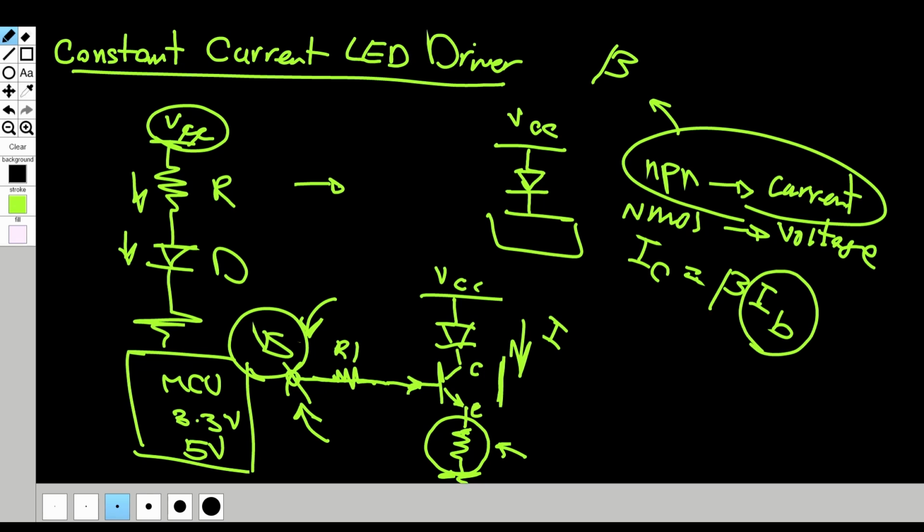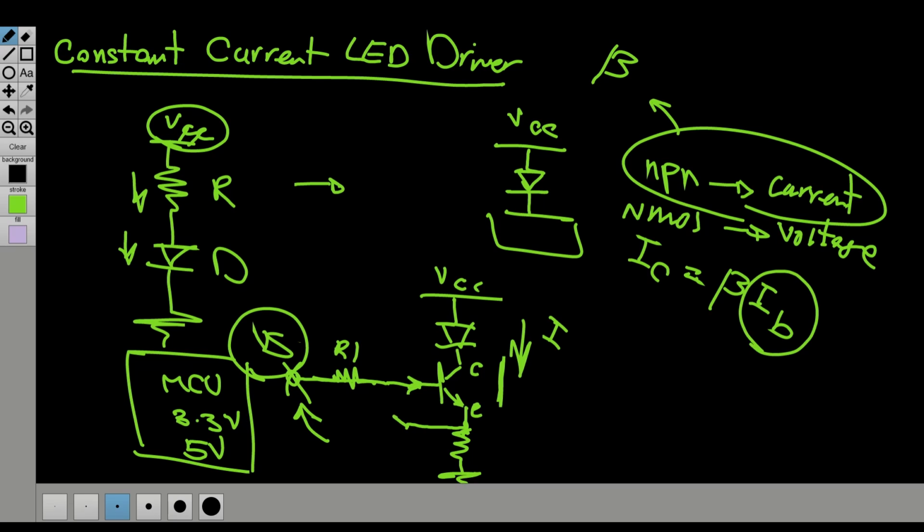But the thing is, if the source changes, if the VCC changes, the current through that will also change, right? So that's what we don't want to have. We want an extra layer of sensing, an extra layer of control, right? So what we're gonna do in this case, which is pretty straightforward, is to take this circuit and connect it to the base of another NPN.